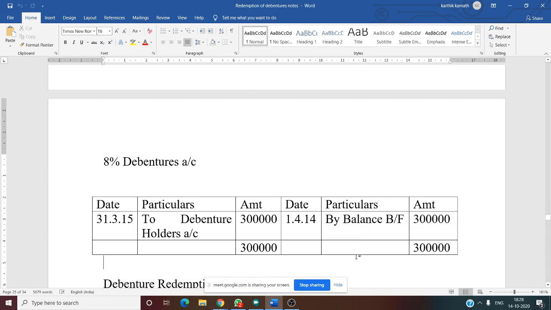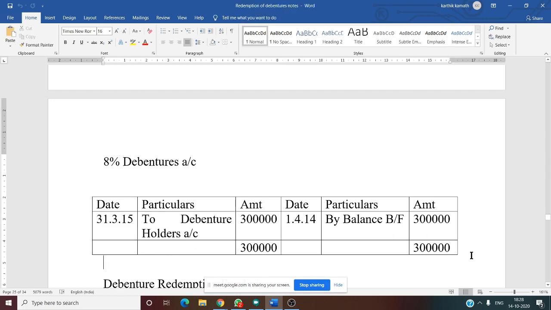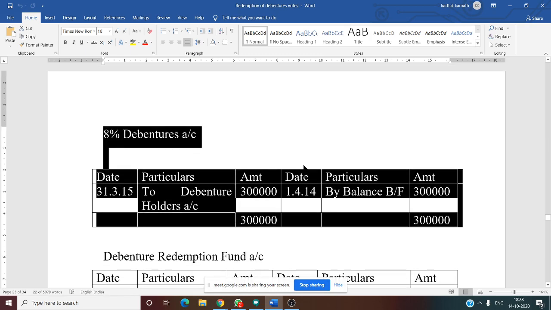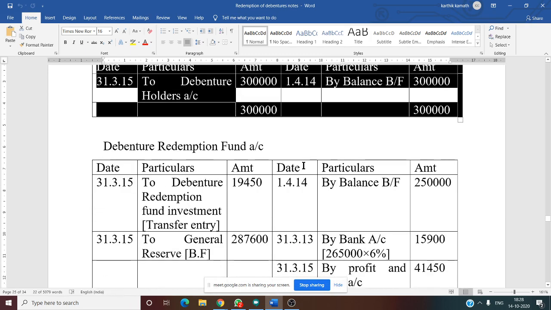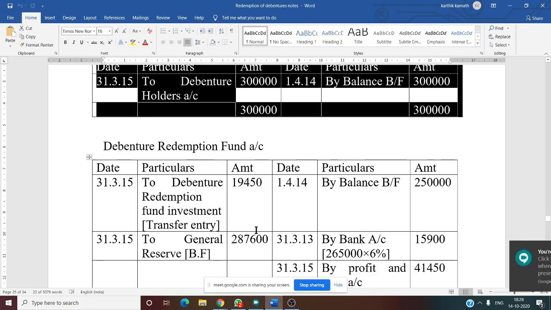Okay. So now, no other entry at the year end. What happens? Debenture is paid to the debenture holder. The company is going to pay the debenture to the debenture holder. So to debenture holder, 3 lakh. So this account is closed, only for 1 year. This is a very small account, the 8% debenture account. Yes. See, after this, we need to prepare the debenture redemption fund account.